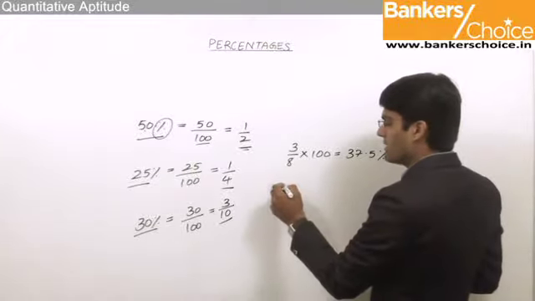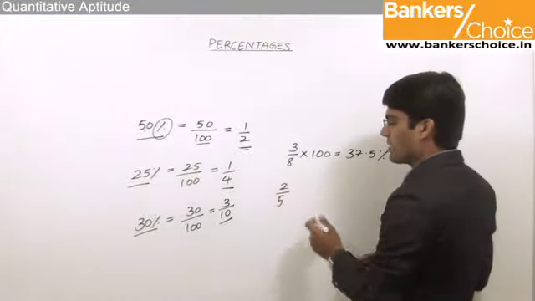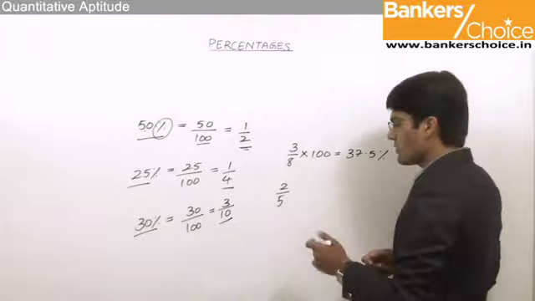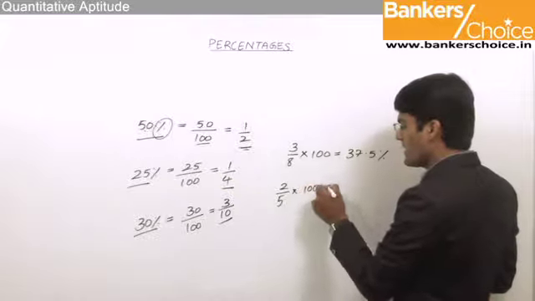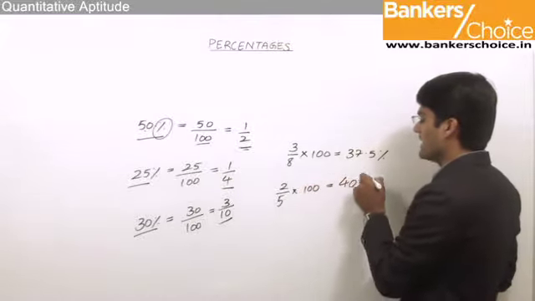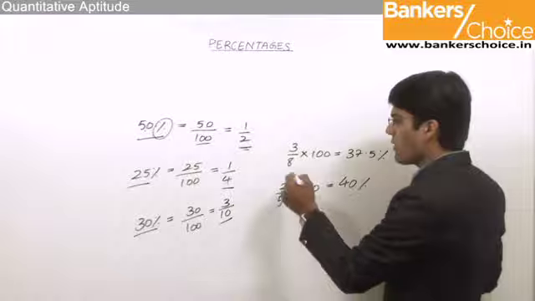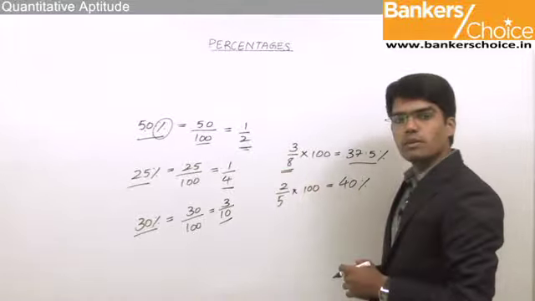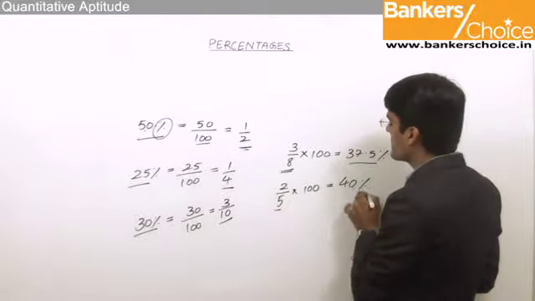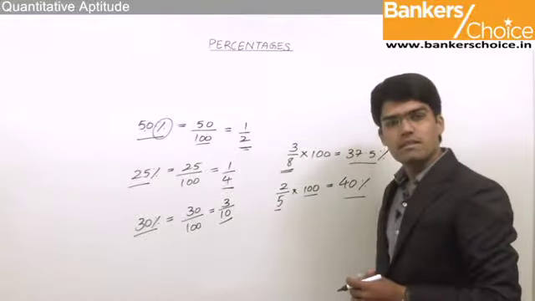Similarly, we have the fraction 2 by 5. Now to convert 2 by 5 into percentage, what we need to do is multiply this fraction with 100. So 2 by 5 into 100 will be equal to 40, and this is 40%. So this is how a fraction can be converted to percentage, by multiplying the given value with 100. And here again the fraction has been converted to percentage upon multiplication with 100.